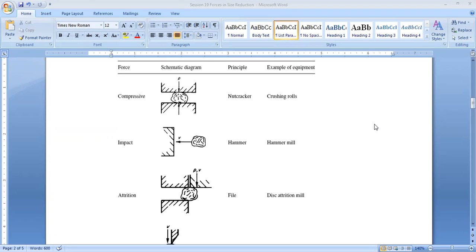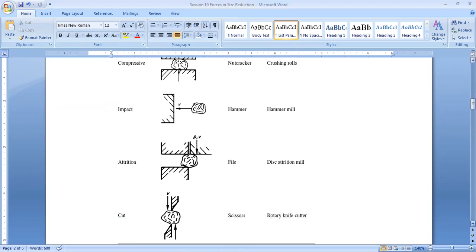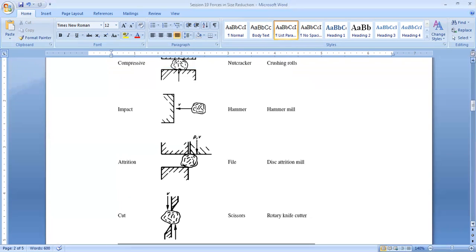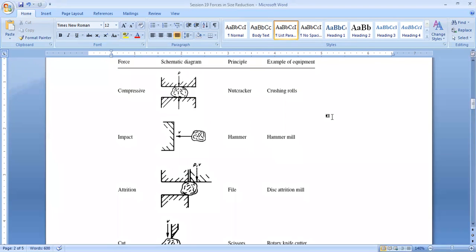And these forces are, as you can see on my screen: compressive force, impact force, attrition force, and then cutting. So these are the forces which, when employed and when the food material comes under these forces, then the breaking takes place. So the first force is the compressive force.